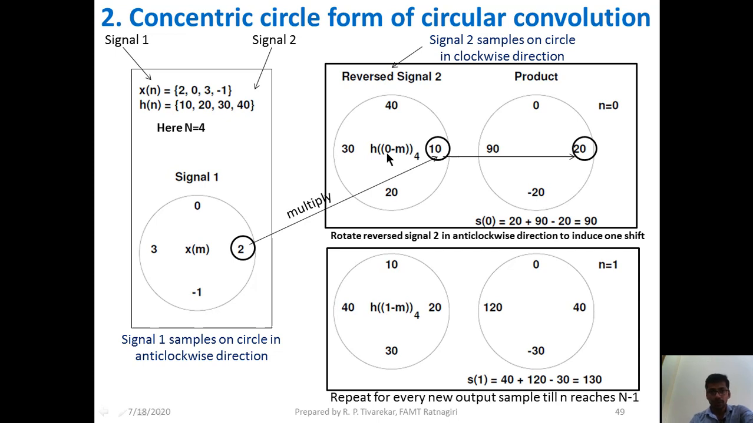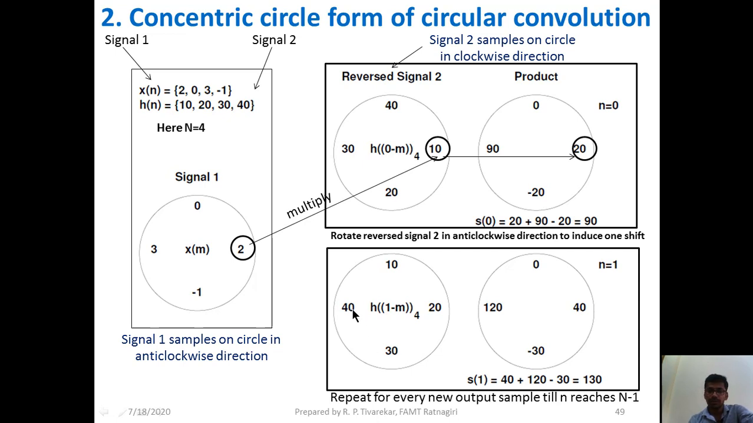Now to introduce a time shift, a circular time shift, I have to rotate this second, time reversed signal in an anti-clockwise direction. This is very important. What I did: the fixed sequence in an anti-clockwise direction, the second sequence in a clockwise direction, and then rotation in an anti-clockwise direction. So anti-clockwise, clockwise, and then anti-clockwise for all rotations. So rotation of this sequence in an anti-clockwise direction will result in this. 10 will go here, 40 will come here, and so on. So 10, 20, 30, 40.